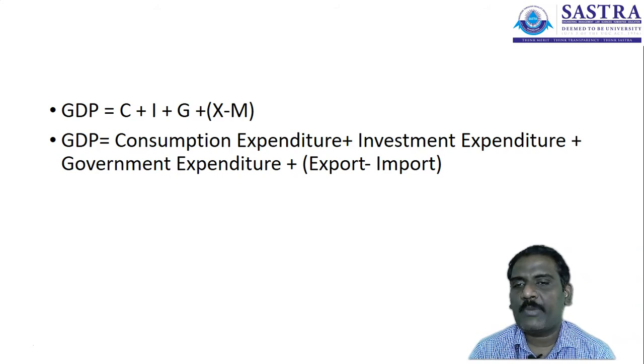And G is government expenditure. In government expenditure, the total value of goods and services consumed by the government is calculated. These are provided by the government to the people, or the government directly consumes that particular service from the people. The total value is added together into the government expenditure.